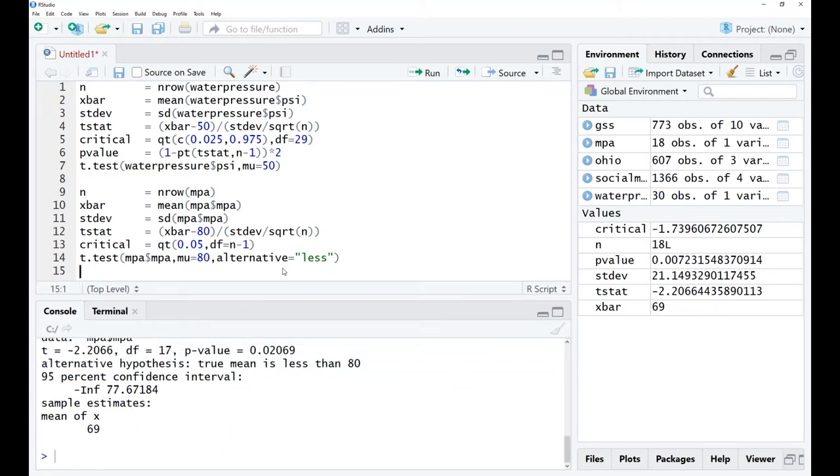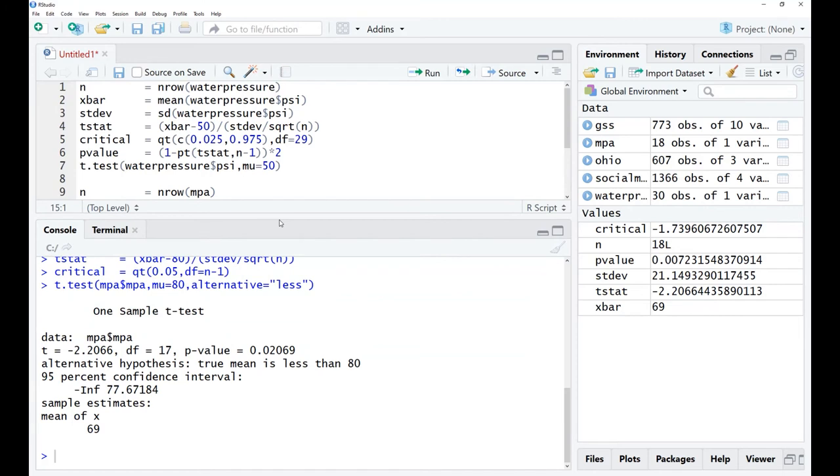When you enter this, you can now see the output that says the test statistic is negative 2.2066. We have 17 degrees of freedom. And the p-value is now 0.02069. Since the p-value is below the 5% that we are interested in, we are rejecting the null hypothesis. And also note that it says the alternative hypothesis is that the true mean is less than 80, whereas the null hypothesis is that the true mean is greater than 80.